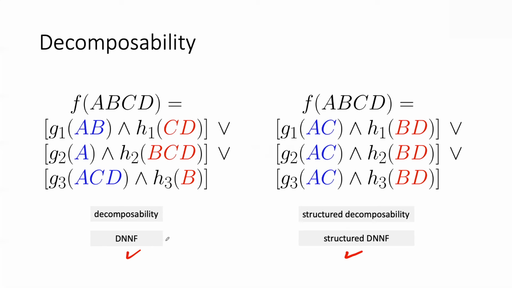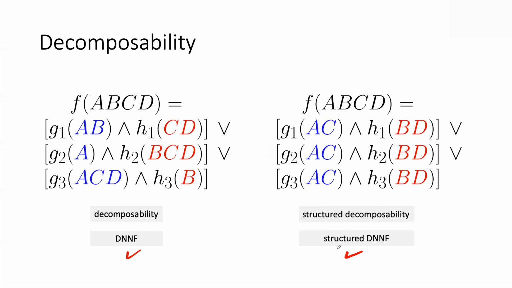And then we had a stronger version of decomposability called structured decomposability, where we said, yes, G1 and H1 should not share variables, but I want you to partition the variables in the same way across each disjunct. So you can see here A, C, B, D, the same. So this is really the basis of DNNF circuits and structured DNNF circuits.